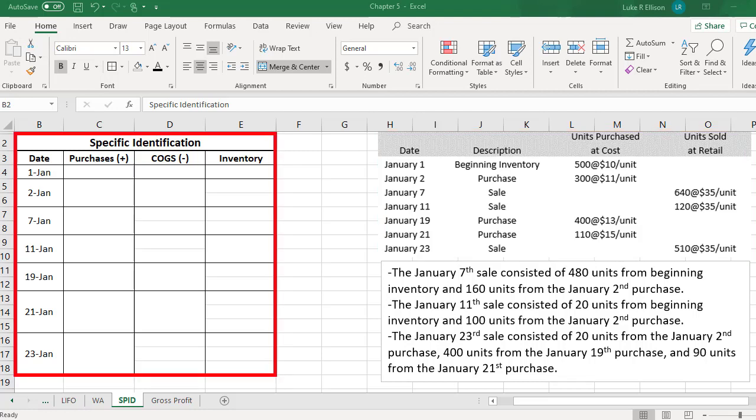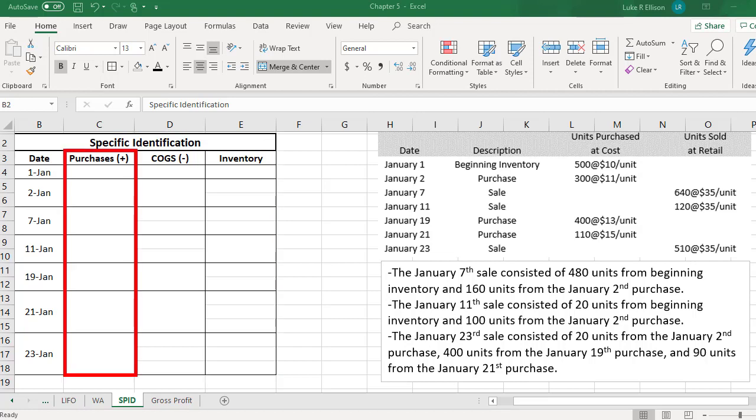There are 3 columns I will be filling out. First, we have purchases, which we will use only when the company purchases new inventory. I have a plus sign here because new purchases add to our inventory. The next column is COGS, or cost of goods sold, and we'll use this column anytime the company sells some of its inventory. I have a minus sign here because sales subtract from our inventory.